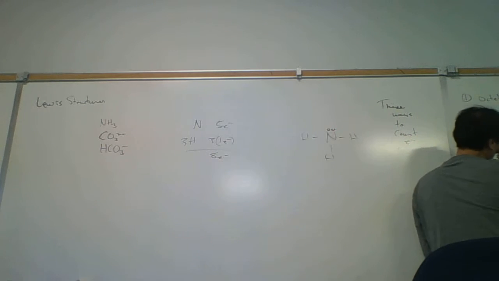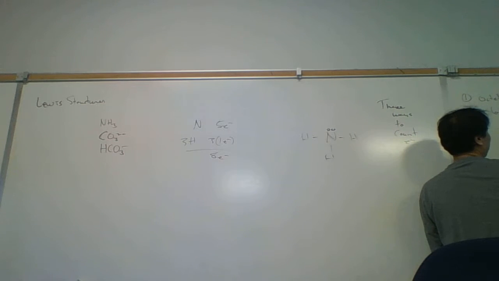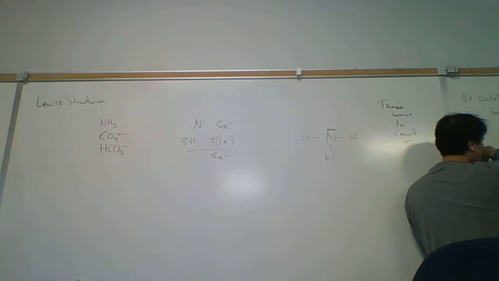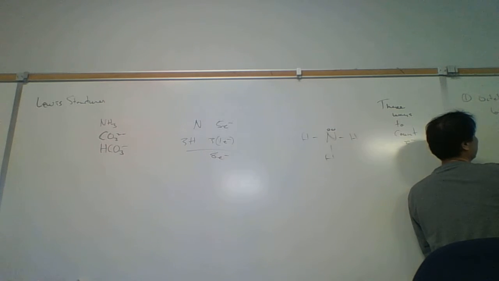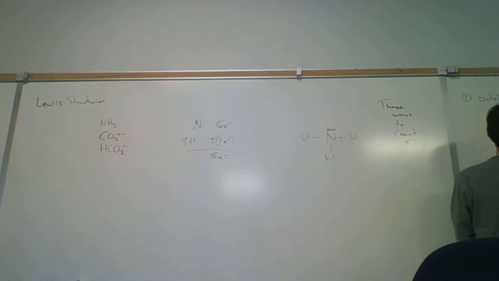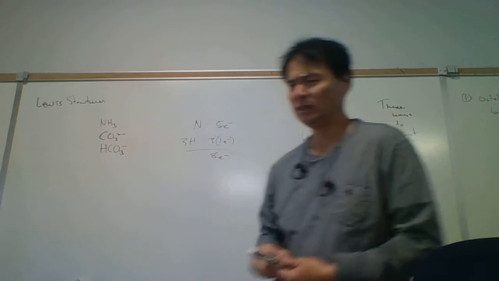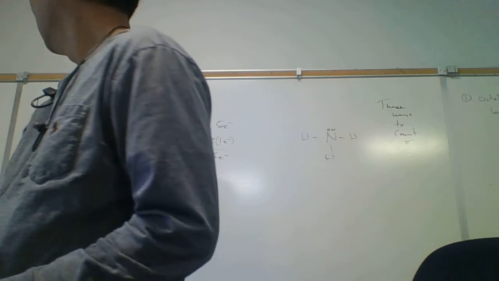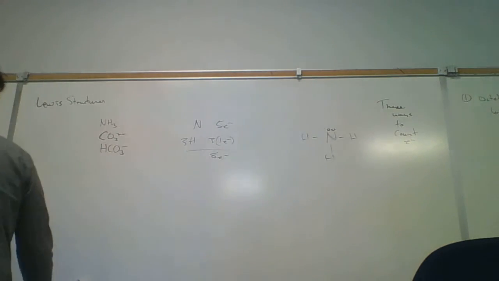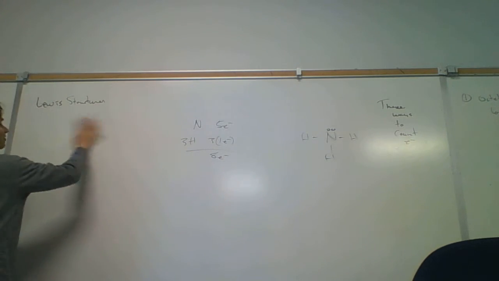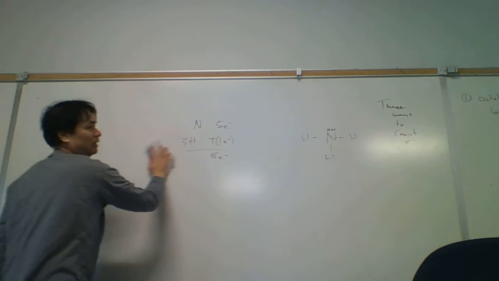Nitrogen, we double count here. Nitrogen has a total of 2, 4, 6, 8 electrons surrounding it. And so nitrogen has an octet. Hydrogens have a duet. The next way we count electrons in a structure is by oxidation state.